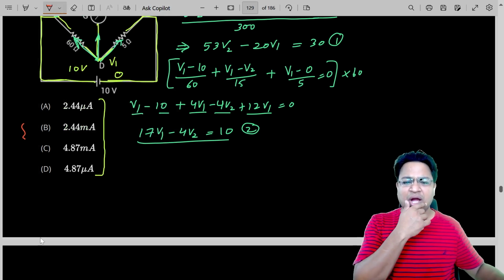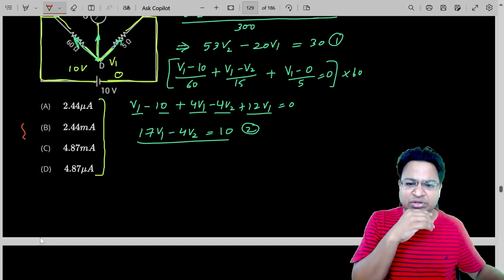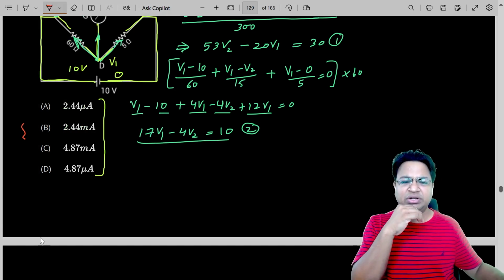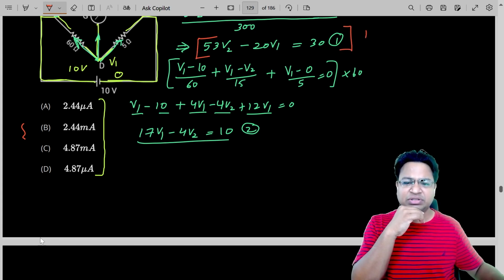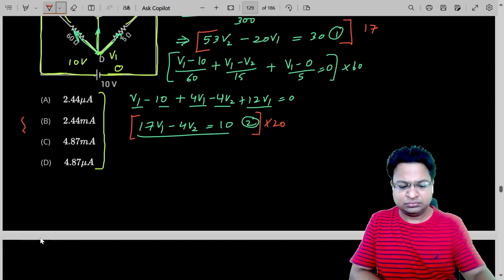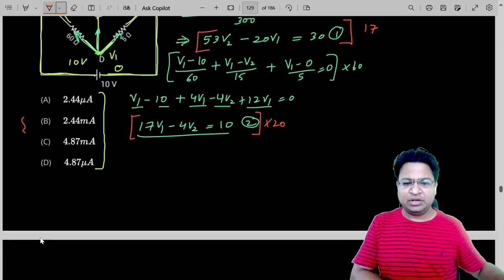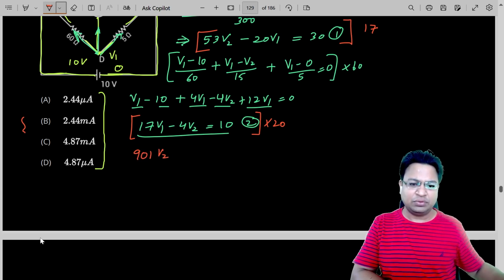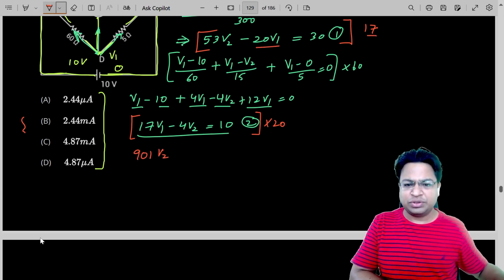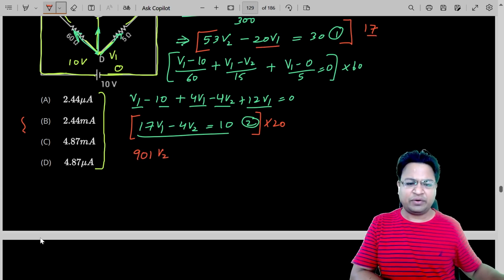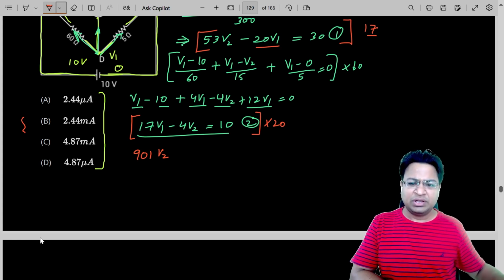To do that, here I can see that the coefficient of V1 is 20, here it is 17. So let me multiply this entire equation with 17, and let me multiply this entire equation with 20, and we'll see what happens then. Now, 53 into 17, that would be 901V2. This, although I know, is going to be 340V1, so minus 340V1, and from here we are going to get plus 340V1. They are going to get cancelled.